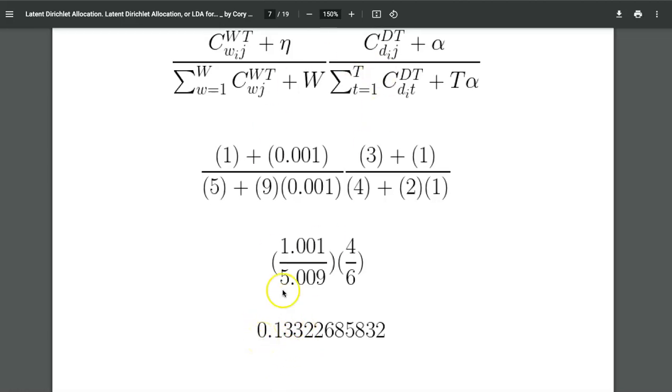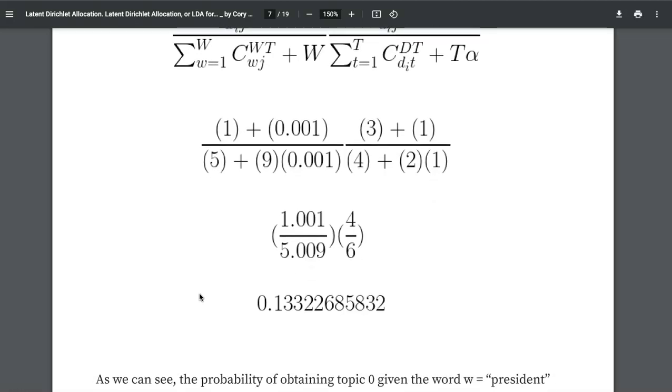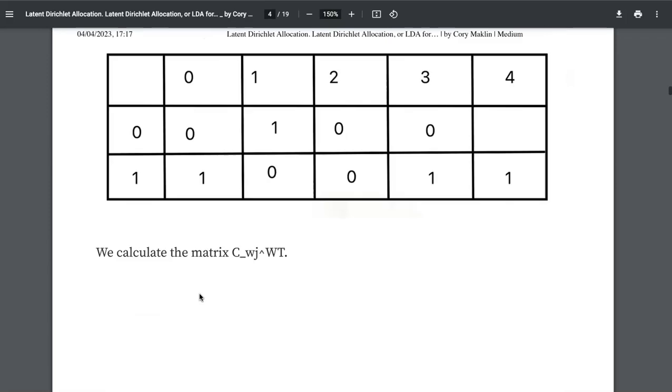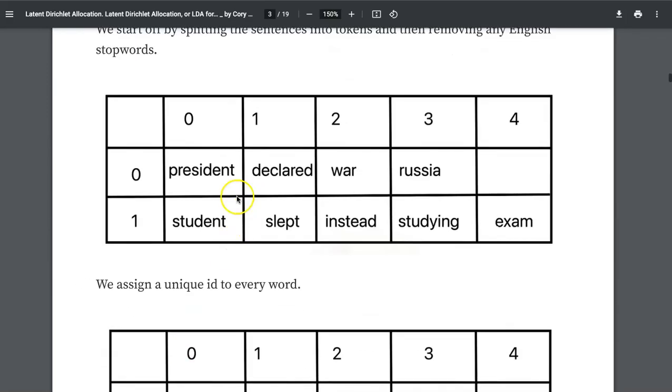In the same way you can calculate the probability of the word president being in topic class 1 in document 0. Each word can have only two possibilities: either it is in topic class 0 or it is in topic class 1. We already calculated the probability for topic class 0, then you can calculate the probability for topic class 1. Between those two probabilities, whichever is the largest, you can reassign to.